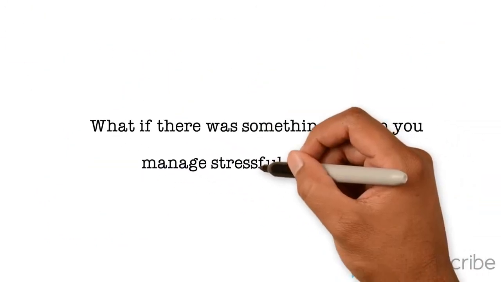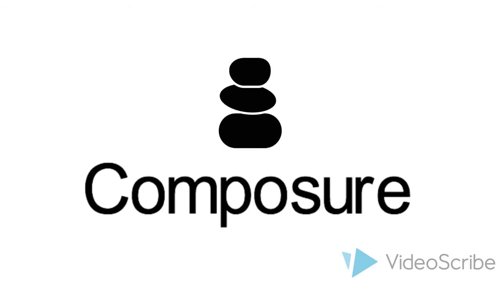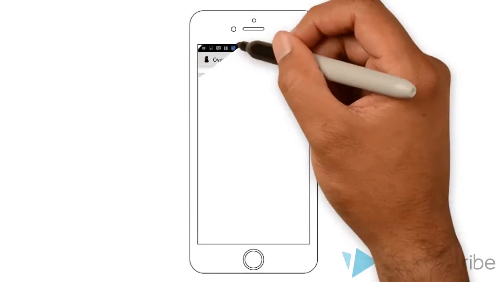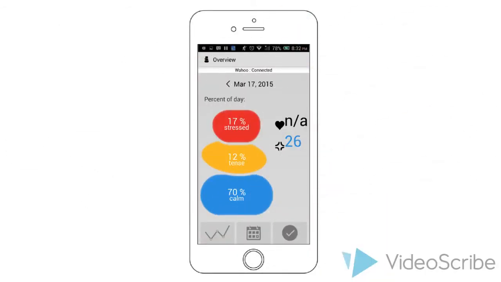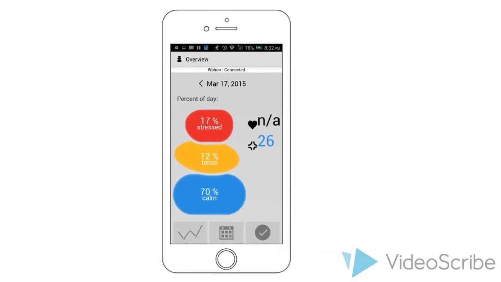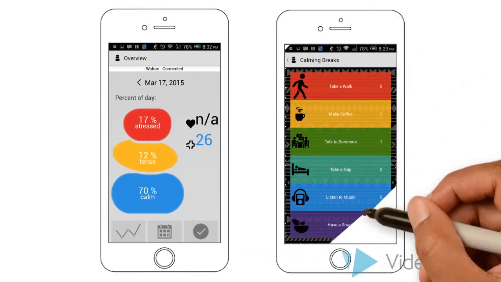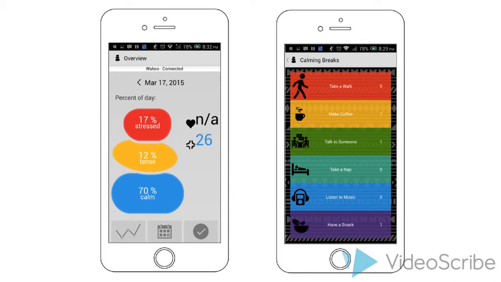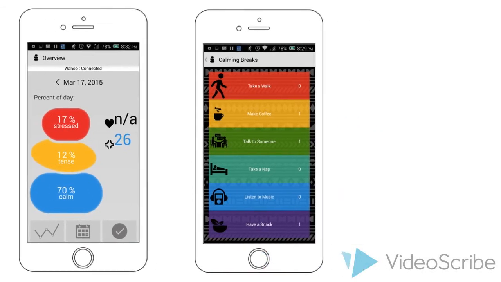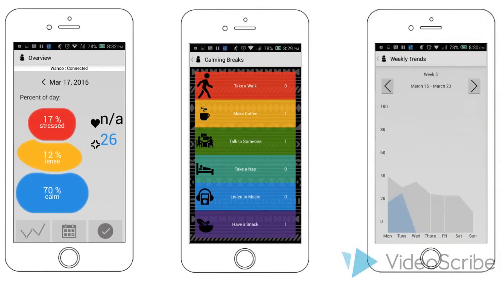What if there was something to help you manage stressful situations? Introducing Composure. Composure senses when you're stressed so you don't have to. It identifies when your stress reaches dangerous levels and provides on-the-spot stress reduction techniques. It also tracks your stress histories to help you reduce your stress over time.